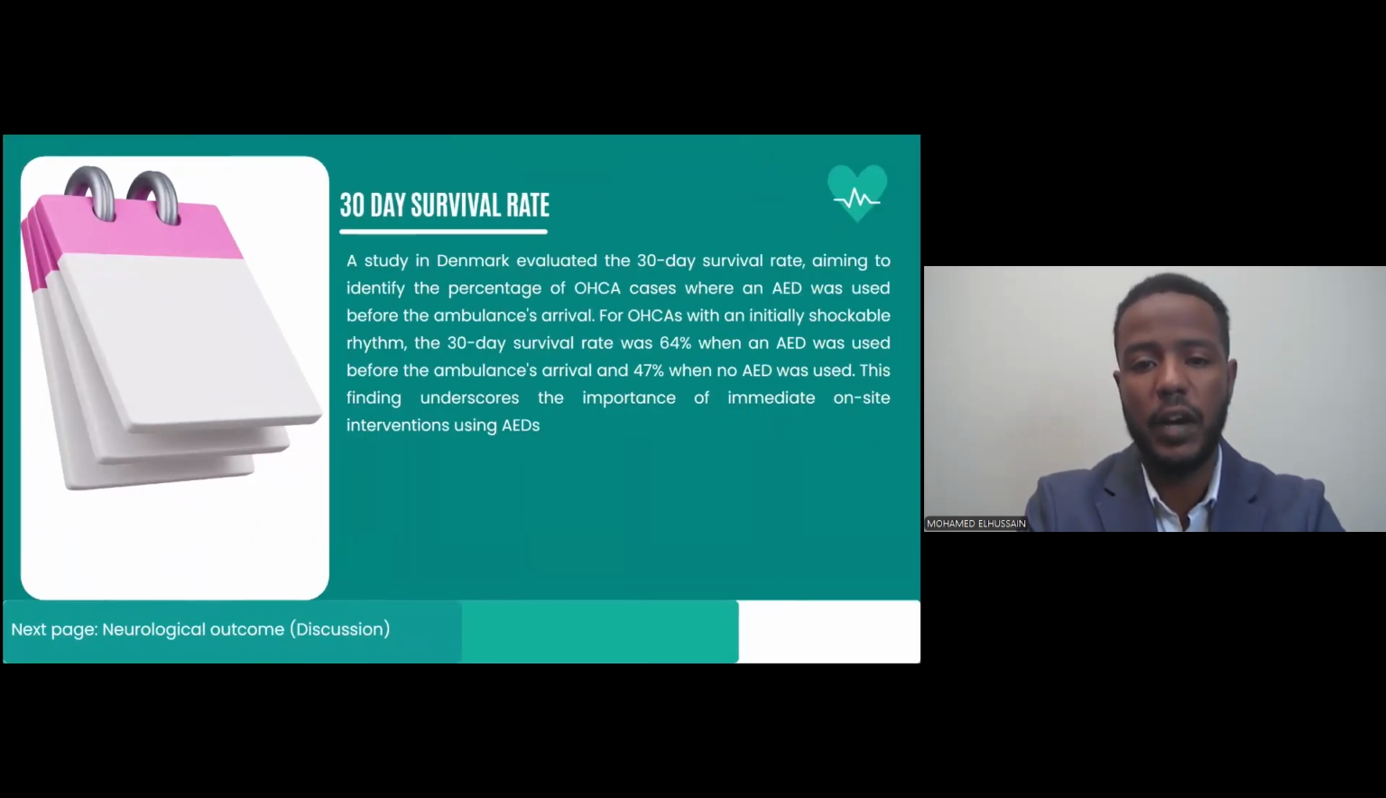The 30-day survival. A study in Denmark evaluated the 30-day survival rate, aiming to identify the percentage of out-of-hospital cardiac arrest cases when an AED was used before ambulance arrival. In OHCAs with an initially shockable rhythm, the 30-day survival was 64% when an AED was used before ambulance arrival, and 47% when no AED was used. This finding also underscores the importance of immediate on-site interventions using AEDs.